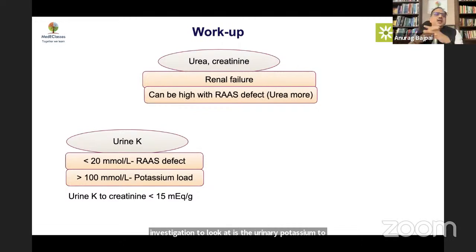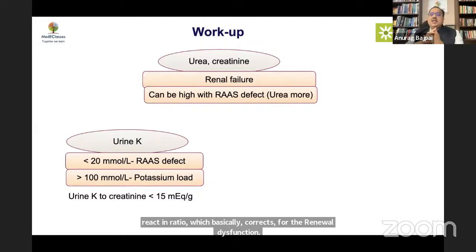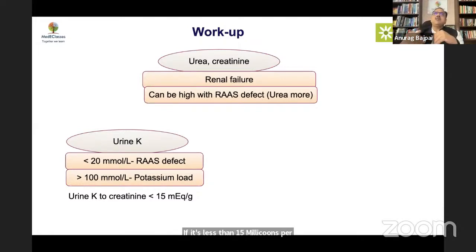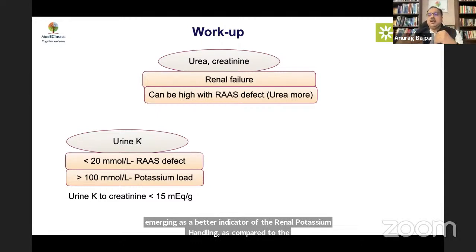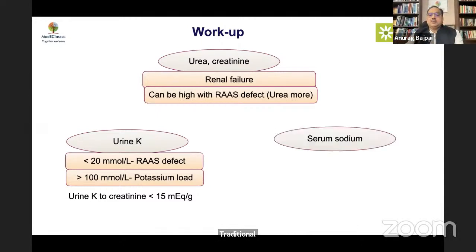Another important investigation is the urinary potassium to creatinine ratio, which basically corrects for renal dysfunction. If it's less than 15 milliequivalents per gram, that is an indicator of inadequate potassium excretion. In fact, this urinary potassium to creatinine ratio is emerging as a better indicator of renal potassium handling as compared to the traditional TTKG, or the transtubular potassium gradient, which I'll talk about a bit later.